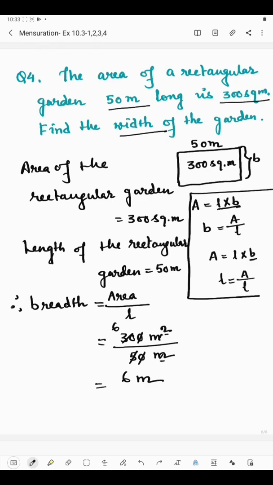So what we have learned: if area of rectangle is given and you have to find the breadth, then area should be divided by length to get the breadth. And if breadth is given and you have to find the length, then area should be divided by breadth. This way we will have to find the side of a rectangle if area is given.